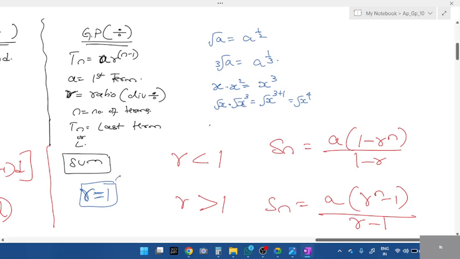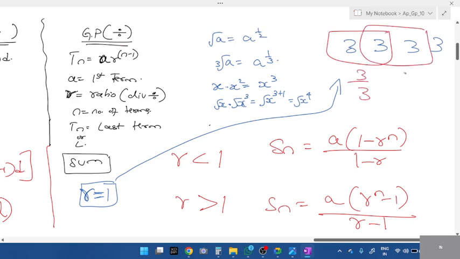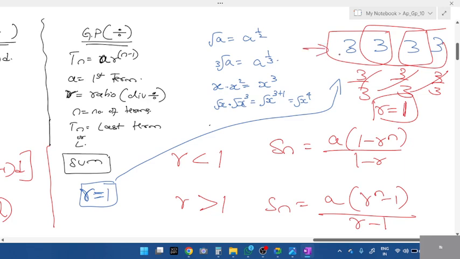See, ratio 1 doesn't exist. Ratio 1, you can't apply the formula. The reason: 3, 3 and 3. How do you find the ratio? All of you will respond 3 divided by 3 is to 3 divided by 3. For everything, it's 1 is to 1. R is equal to 1. This is not in GP, students.